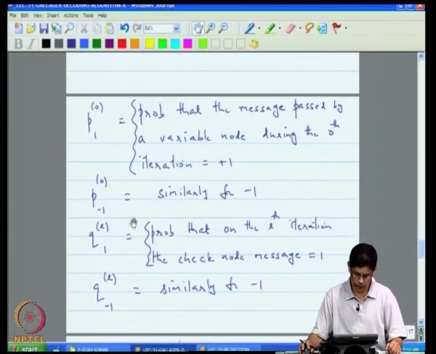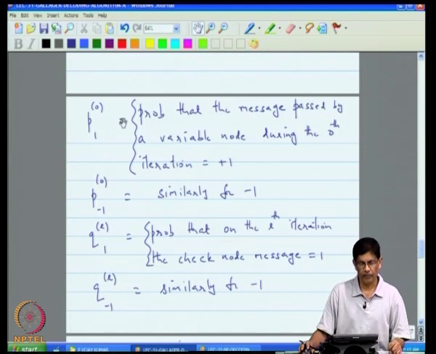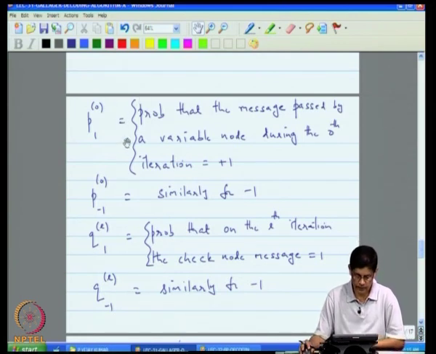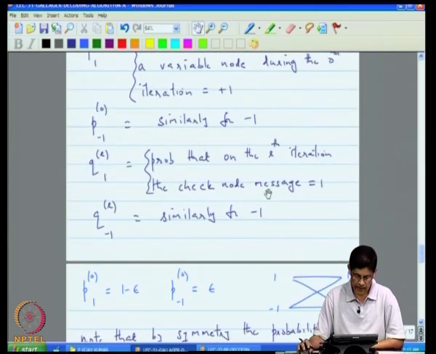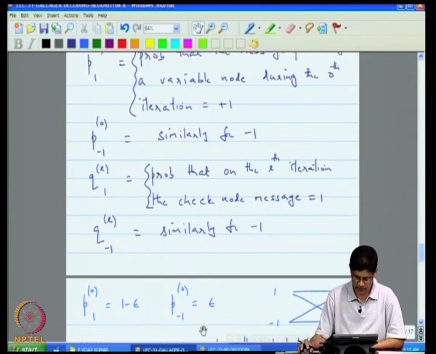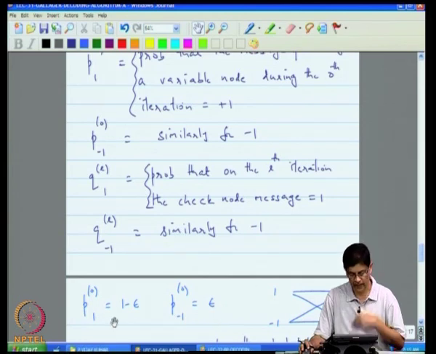We use the following terminology. P0(1) means the probability that the message passed by a variable node during the 0th iteration is 1, and similarly for minus 1. And you can see that because it is the binary symmetric channel and this is the channel output, P0(minus 1) is going to be epsilon, because we know that the actual transmitted codeword is all ones.